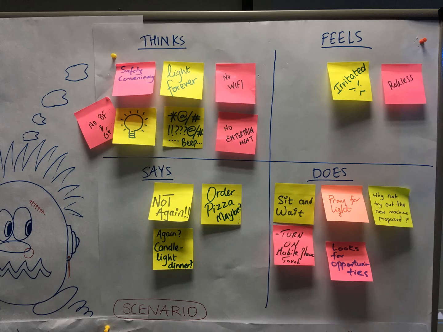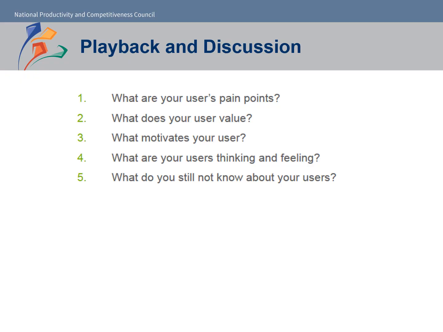This is an empathy map of an individual's daily routine of what he thinks, what he feels, what he says, and what he does. These are some questions that you can reflect upon based on your empathy map. What are your users' pain points? What does your user value? What motivates your user? What are your users thinking and feeling? What do you still not know about your users?